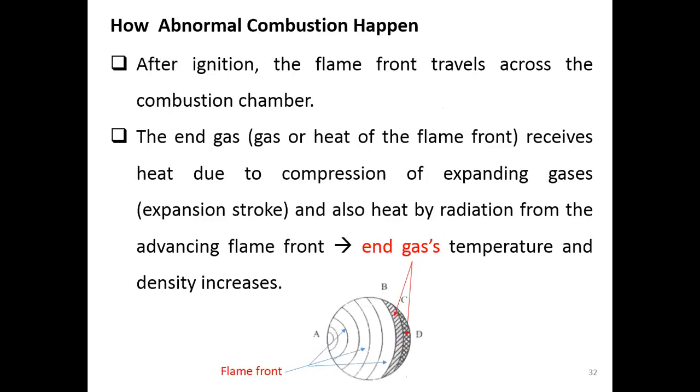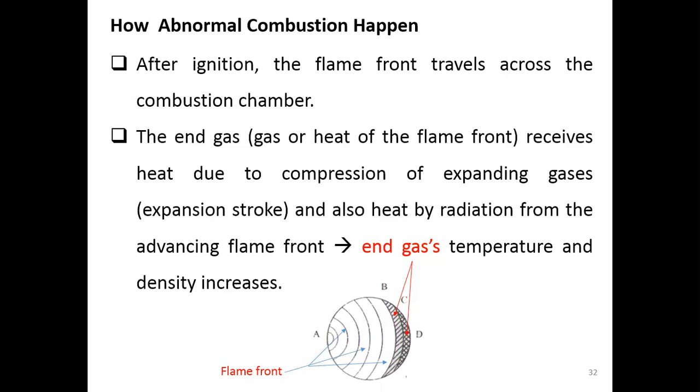So how does this abnormal combustion happen? After ignition happens, as we already mentioned, the flame front will travel across the combustion chamber like this. The end gas here, these two portions, which are ahead of the flame front, will receive heat from the compression of the expanding gas.